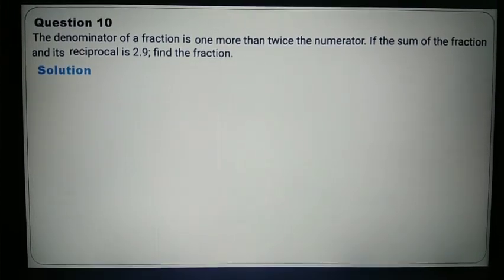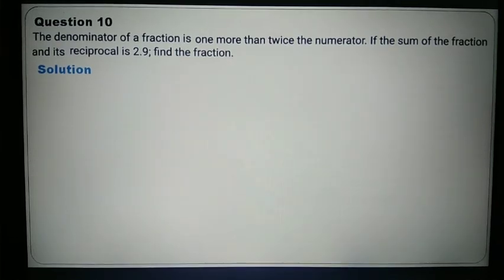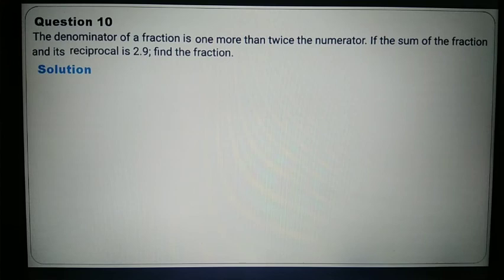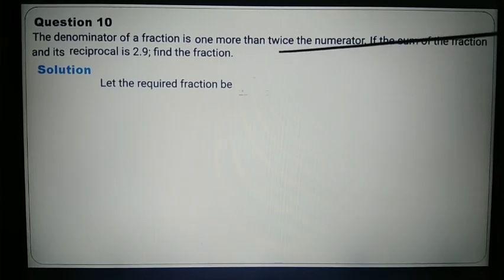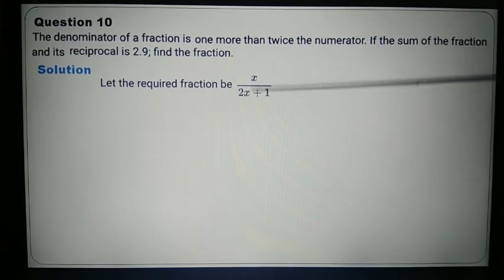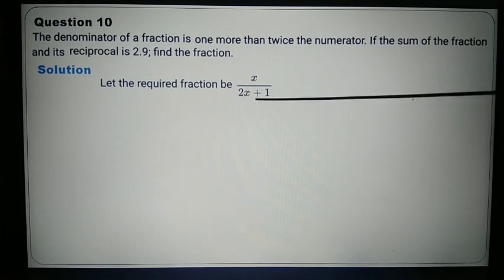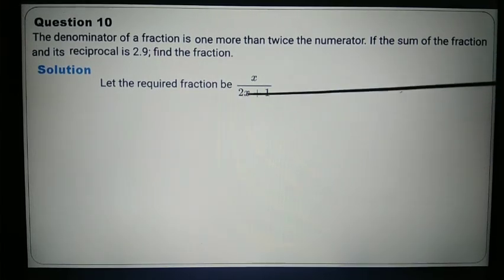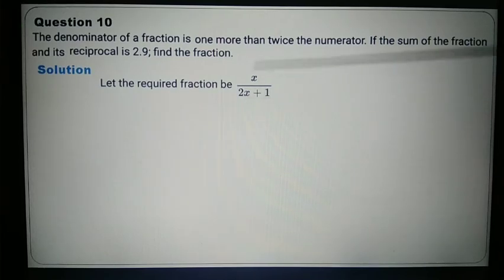Okay, so the question says, if the sum of the fraction and its reciprocal is going to be 2.9, you have to find the fraction. Hope the question is clear to you. Now let's begin. So as I said, let the fraction be: if the numerator is x, the denominator has to be 1 more than twice the numerator. Hope this is clear to you. So this is my fraction.